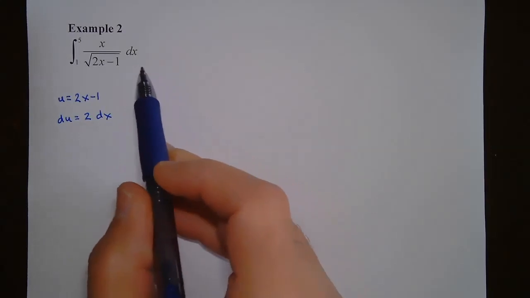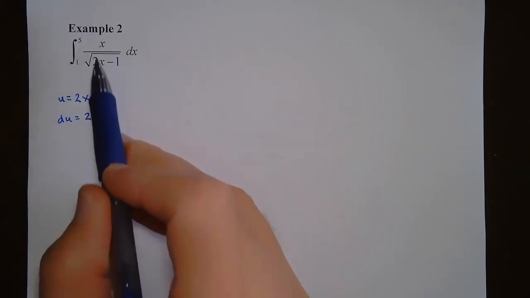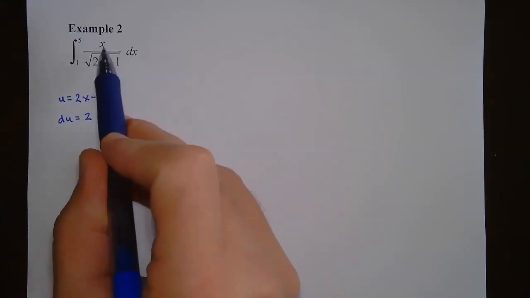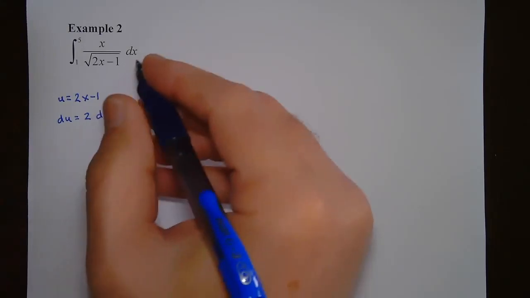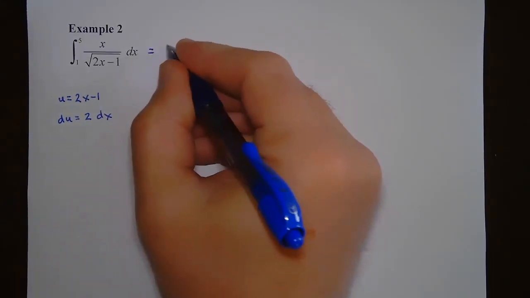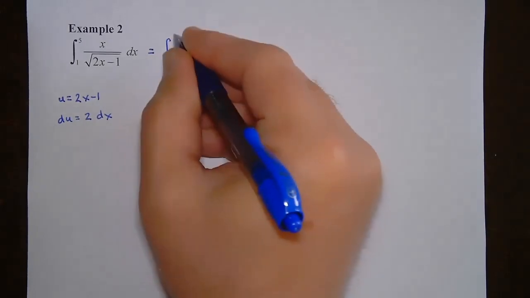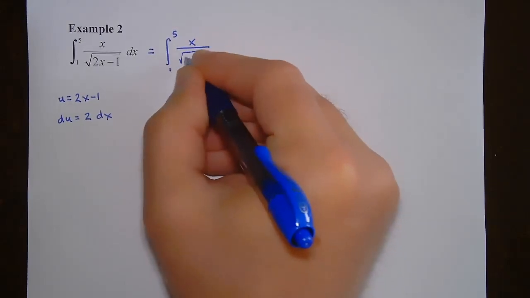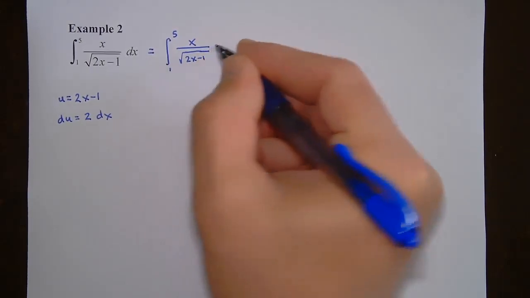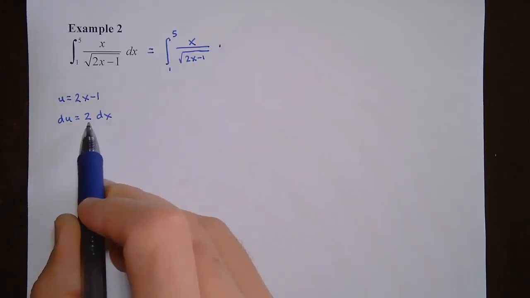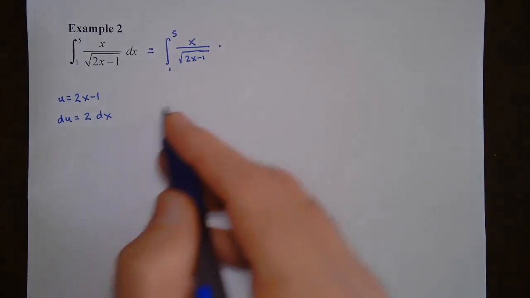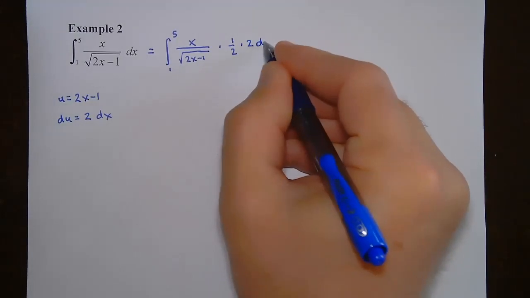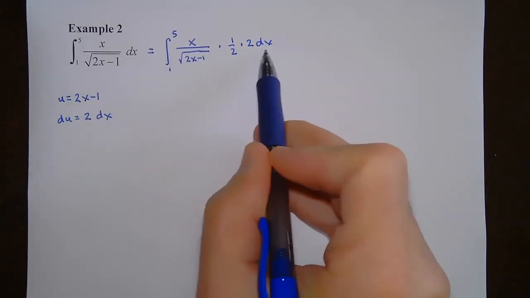Okay, so for this, this doesn't take care of this x right here, but remember, we could solve this for x and change this x to be in terms of u. All right, so this is equivalent to the integral from 1 to 5 of x over the square root of 2x minus 1. And then I'm going to multiply by, now I need a 2 dx, right? So I'm going to multiply by 1/2 and also multiply by 2. So 1/2 times 2 dx. And this is going to be my du.